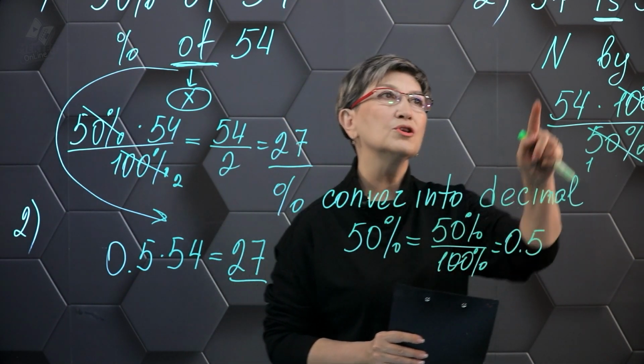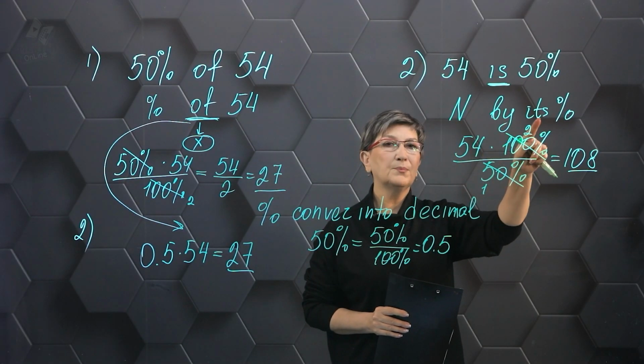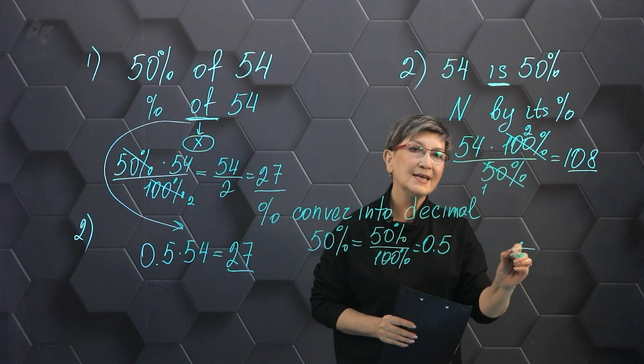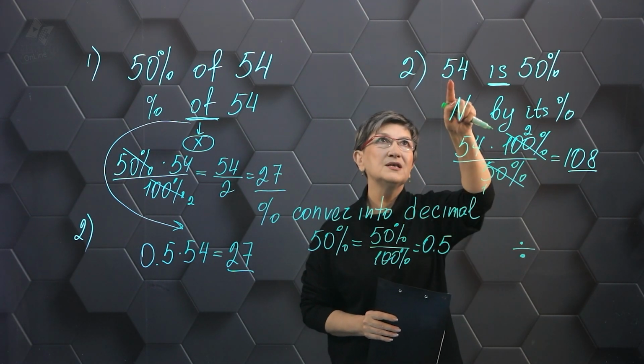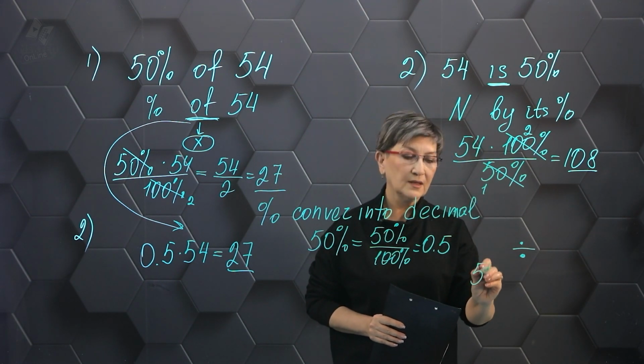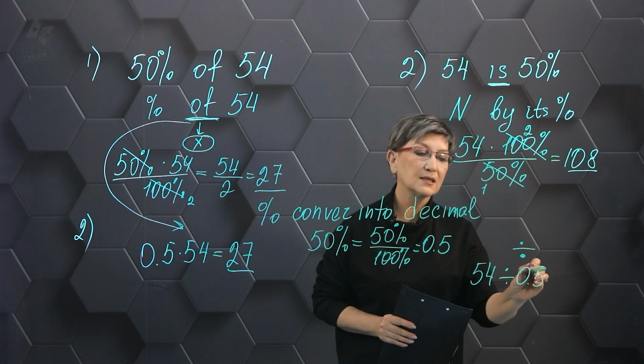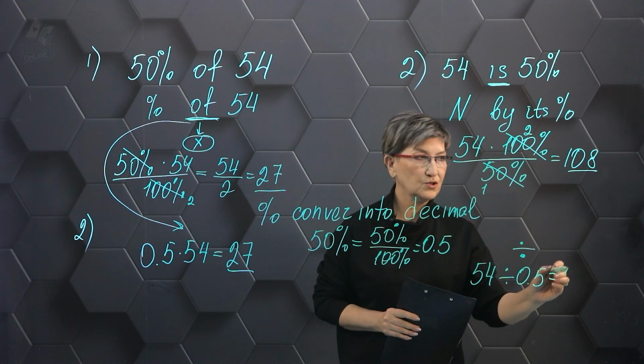And if we find the number by percentages, then in this case we're going to divide 54 by 0.5, and we will get 108. The answer is the same.